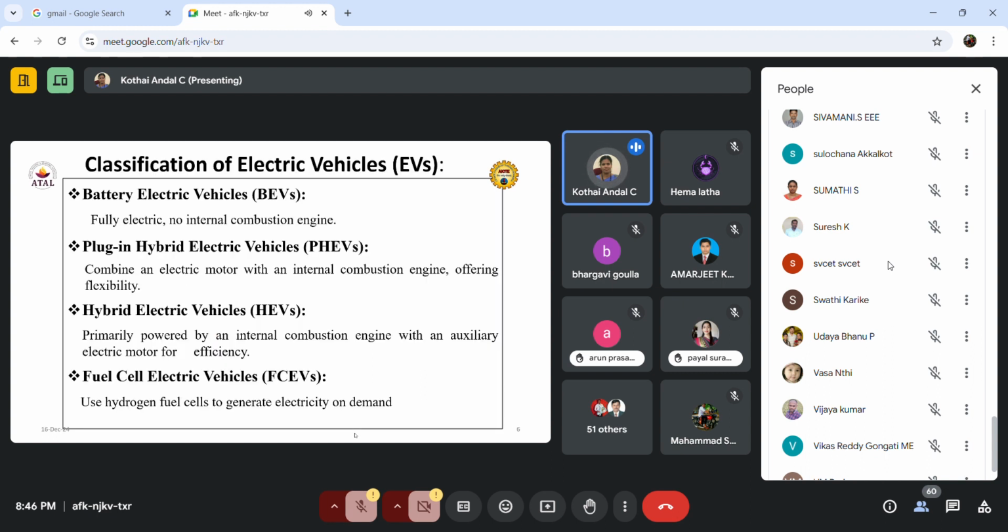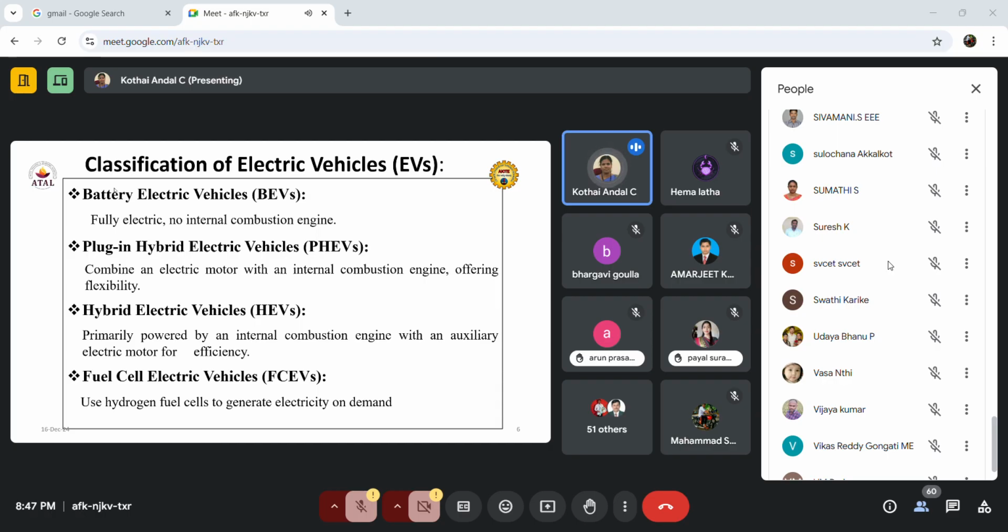When we go to the classification of electric vehicles, broadly they can be divided into four major types. One is fully battery electric vehicles. Another one is plug-in hybrid electric vehicles. The third one is hybrid electric vehicles. The recent upcoming electric vehicle is the fuel cell electric vehicle. When it comes to battery electric vehicles, the vehicle is operated completely by the battery. Here there is no IC engine. The vehicle is fully operated by the battery.